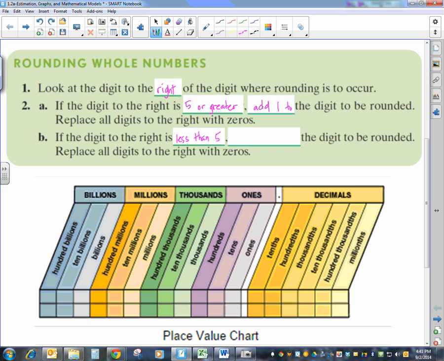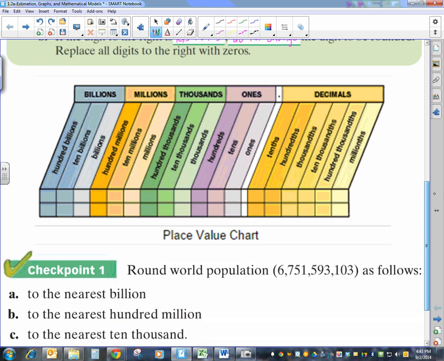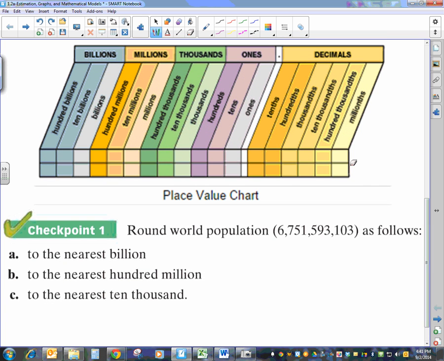If the digit to the right is less than 5, then you do not change the digit to be rounded, and you still replace all the digits to the right with zeros. So we're going to review some. We have our little placement chart, and if you notice there's rows here, so if you need to put that down there so that it can help you figure out what place we're actually talking about, go for it.